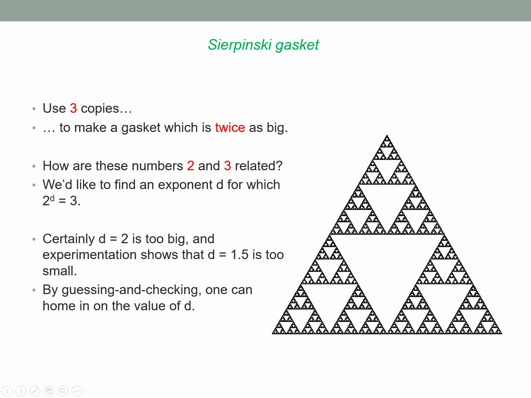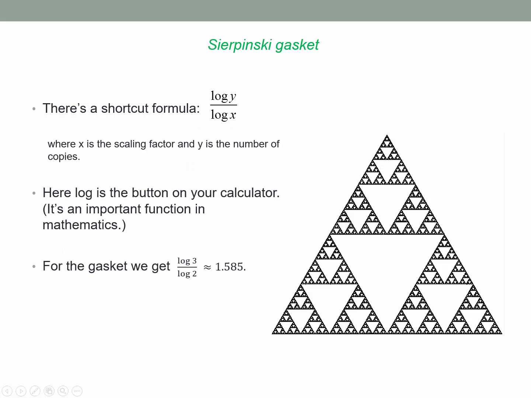Well, by guessing and checking, one could refine one's estimate. One could home in on the value of d. However, there is a shortcut, and here it is. What you do is you compute log of y divided by log of x. Here, x is the scaling factor, and y is the number of copies. So you do this seemingly crazy thing, but it's exactly the correct thing to do to figure out the exponent that we want in our equation.